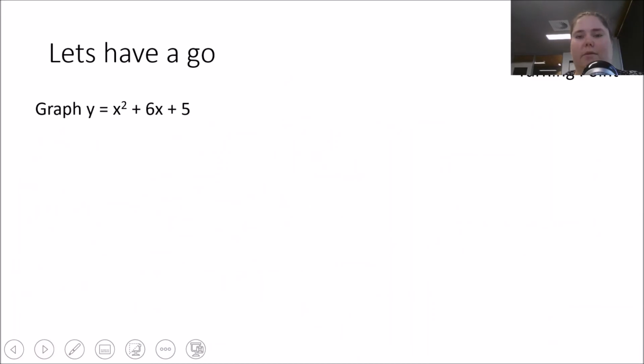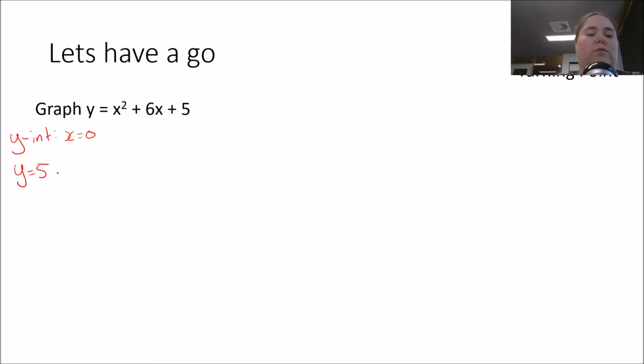Alright, another one. This one actually has a b term, so we can give it a go. Our y-intercept is when x equals 0. That's actually really easy to see, because if x squared is 0 and 6x is 0, it's just 5. So y equals 5, so I don't really even need to do any maths for that one. First bit done. Now my x-intercepts is when y equals 0.